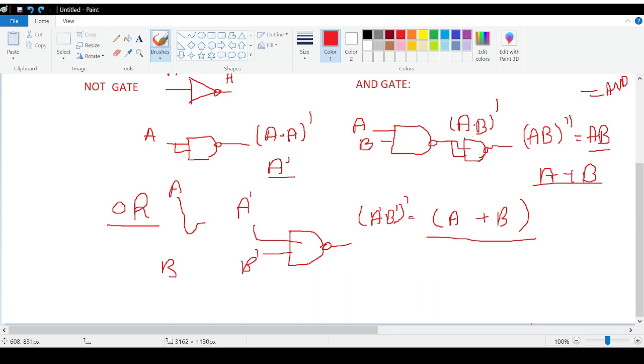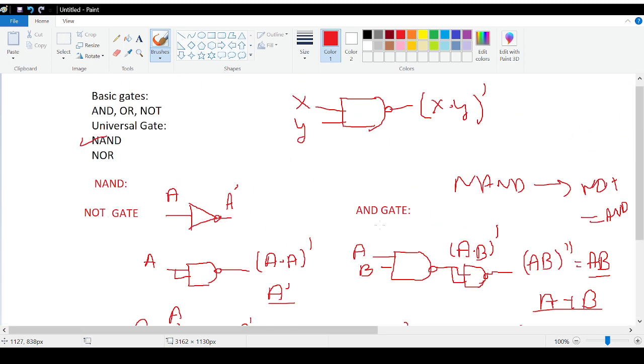By shorting the NAND gate. So if I pass A through both the inputs of a NAND gate, then I'll get A bar. And if I pass B through both the ends of a NAND gate, then I'll get B bar. So first I'll make A bar, then I'll make B bar, and then I'll pass the A bar and B bar through the NAND gate, and I'll get A plus B, because A bar NAND B bar is A plus B.